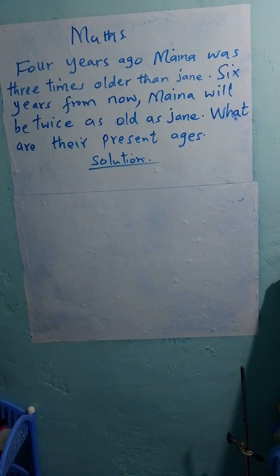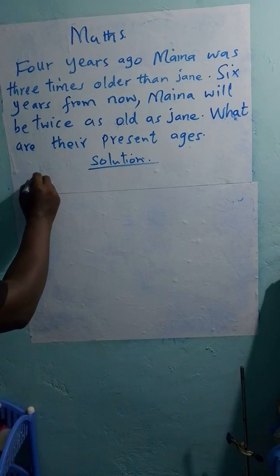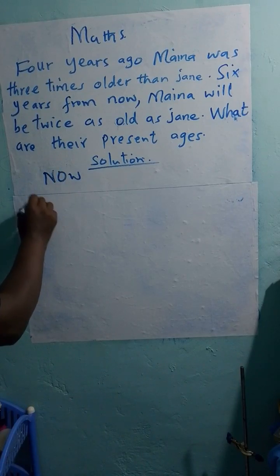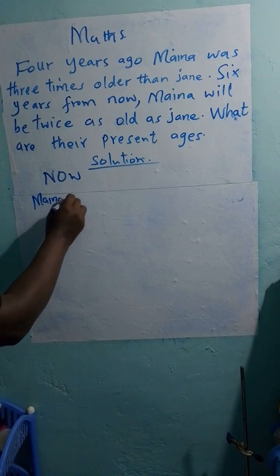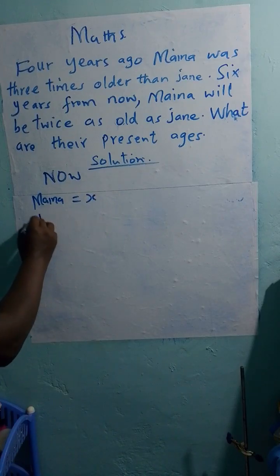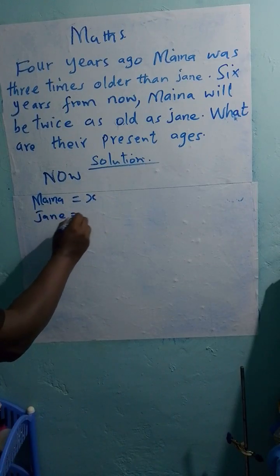4 years ago, Mina was 3 times older than Jane. 6 years from now, Mina will be twice as old as Jane. What are their present ages? So now let us have Mina be x, then Jane will be y.